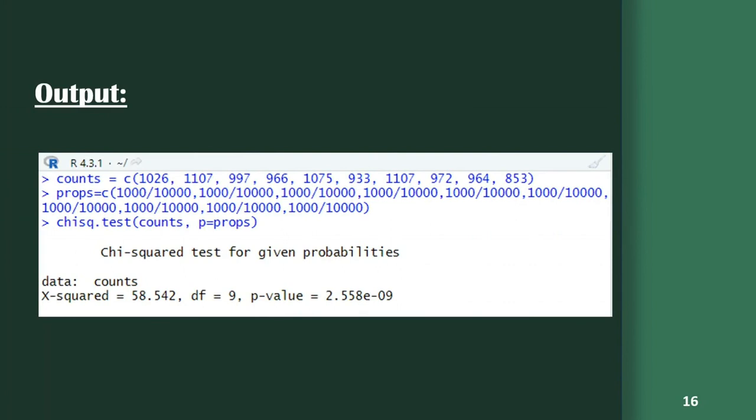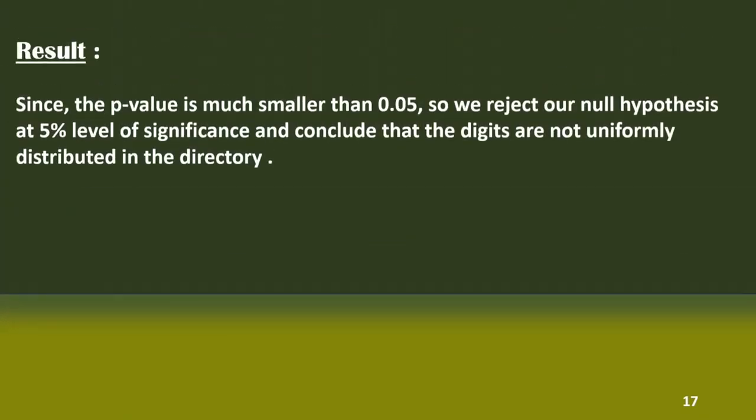We have chi-square equals 58.542. Since there are 10 observations, we have degrees of freedom equal to 9. Here the p-value is very small, so we can reject our null hypothesis. Result: since the p-value is much smaller than 0.05, we reject our null hypothesis at the 5% level of significance and conclude that the digits are not uniformly distributed in the directory.